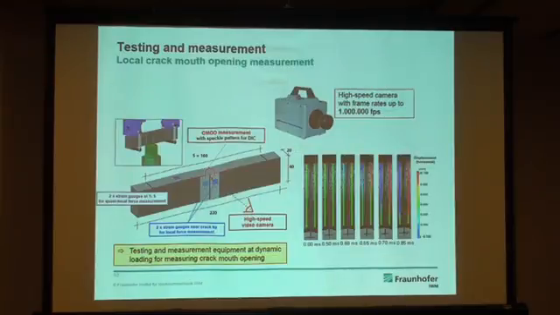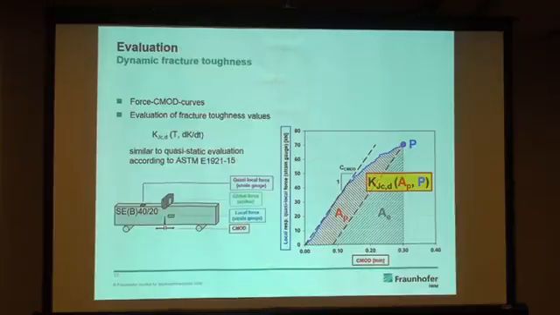Likewise, for the crack mouth opening displacement, we can't just simply use a clip gauge to measure the crack mouth opening displacement. This would just as well have inertia effects. In our case, we used a high-speed camera and additionally digital image correlation to measure the crack mouth opening displacement at our specimens. So you end up with the force and crack mouth opening displacement curves, and then the evaluation of the fracture toughness value KJc, depending on the temperature and the loading rate, would be done in the standard way as it would be done with the quasi-static evaluation according to the ASTM standard.